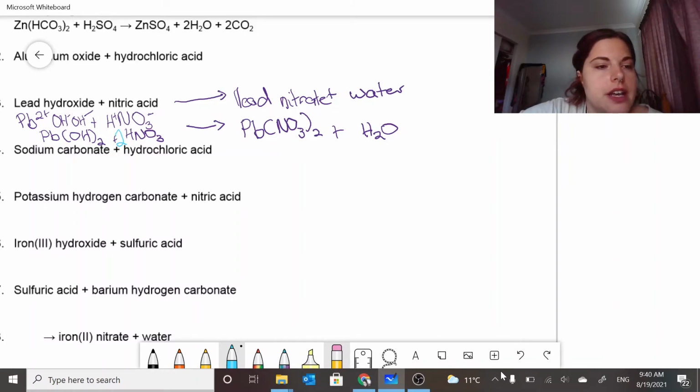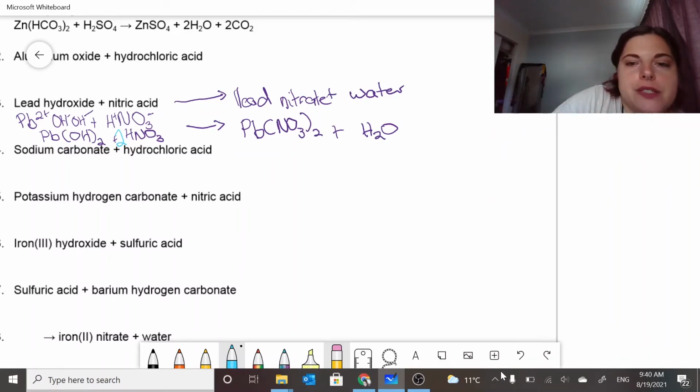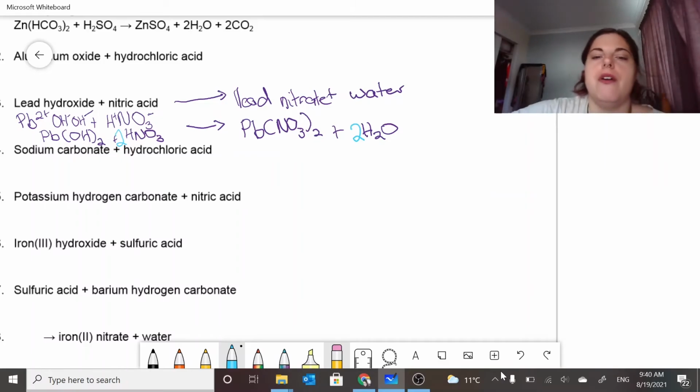Now we've got Pb(OH)2. So we've got 1 lead on each side. Beautiful. Now we've got 2 nitrates on each side. Let's count up our hydrogens. So we have got 2 on this side. However, on this side, we have got hydrogen times 2, which is 2, and we've also got 4 hydrogens altogether. So that means we're going to add a 2 in front of our water. So now we've got 2 waters. Now that means we have got 4 hydrogens here, 4 hydrogens on the other side.